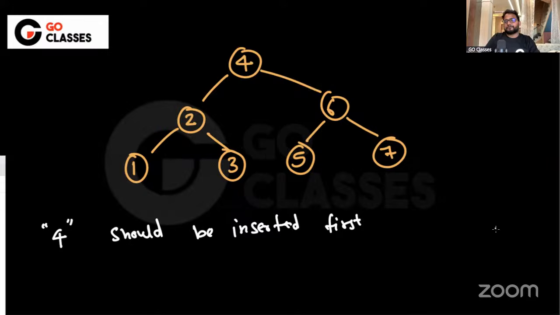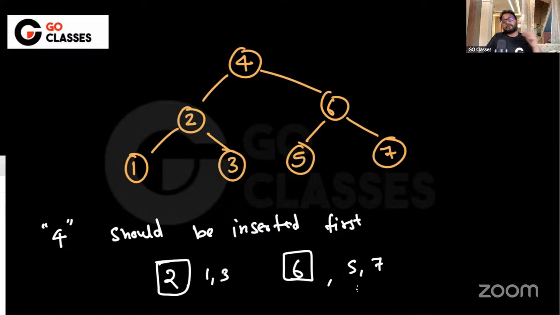Something like this. So you can say 2 should be inserted, and then 1, 3 probably you can insert in any way, right? And then here 6 should be inserted. 6 is fixed, right? And then 5, 7 you can insert in any way, something like this, right? Is this fine to everyone? And also this could be interchangeable.